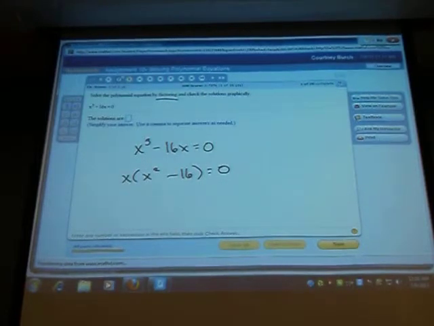Okay, and then what am I dealing with? A difference of squares, exactly. Difference of squares factors to... Square root of 16 is 4. Square root of x squared is x. So I have x minus 4 times x plus 4.